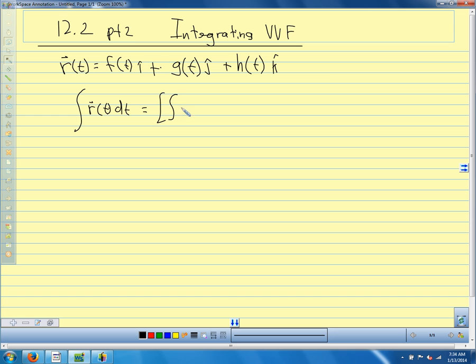So this is going to be the integral of f of t dt i hat plus the integral of g of t dt j hat and then we do the integral of h of t dt k hat.